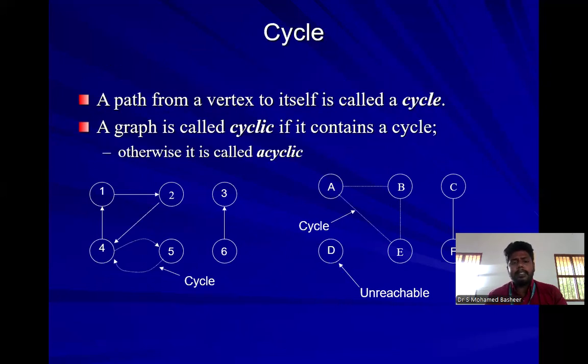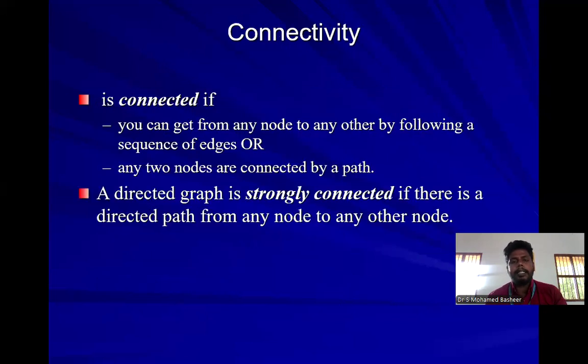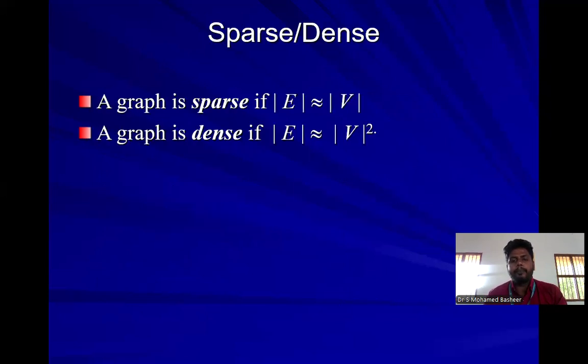What is a cycle? A path from a vertex to itself is called a cycle. A graph is called cyclic if it contains a cycle. Connectivity: a graph is connected if any two nodes are connected by a path. A directed graph is strongly connected if there is a directed path from any node to any other node.